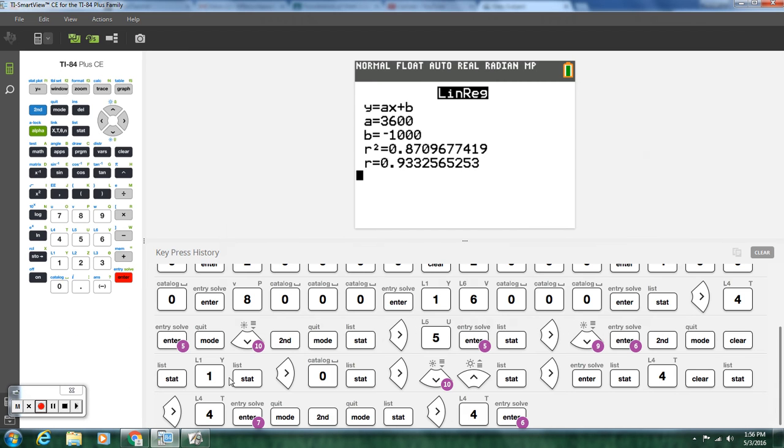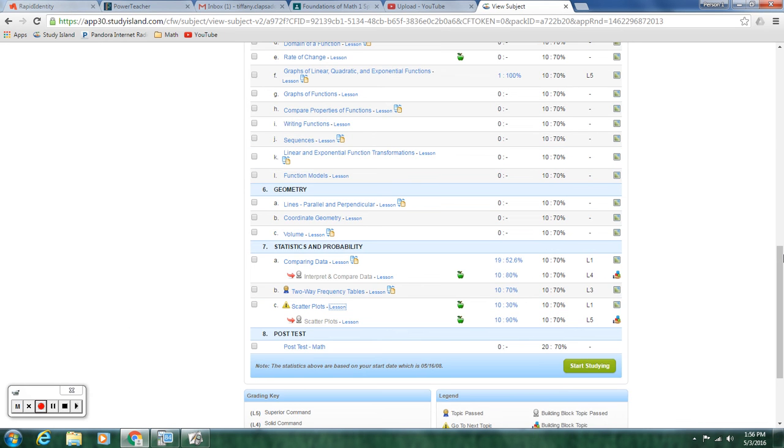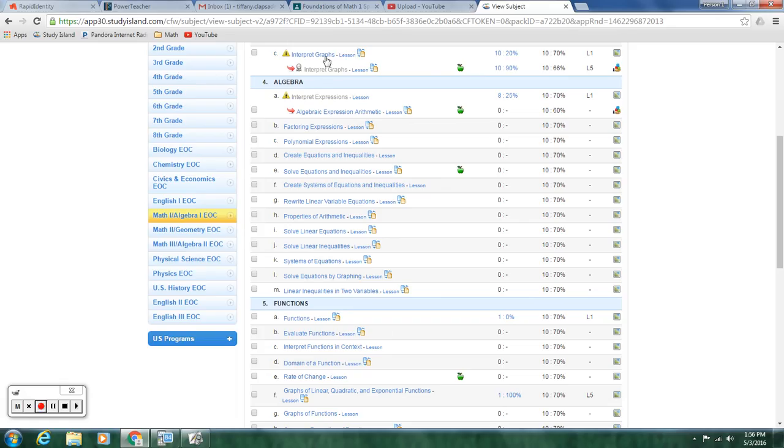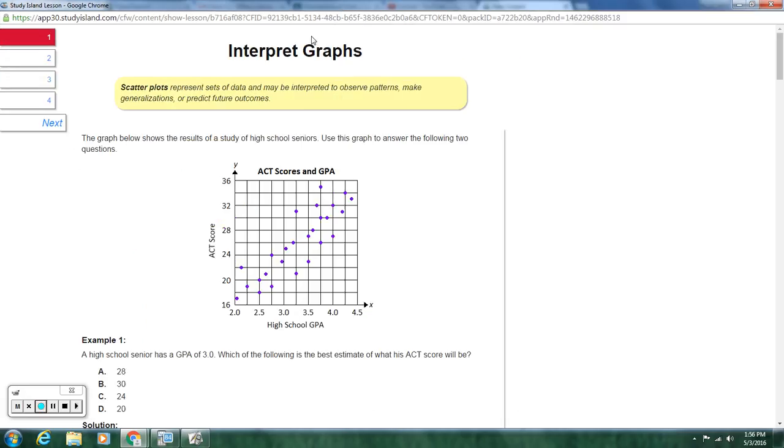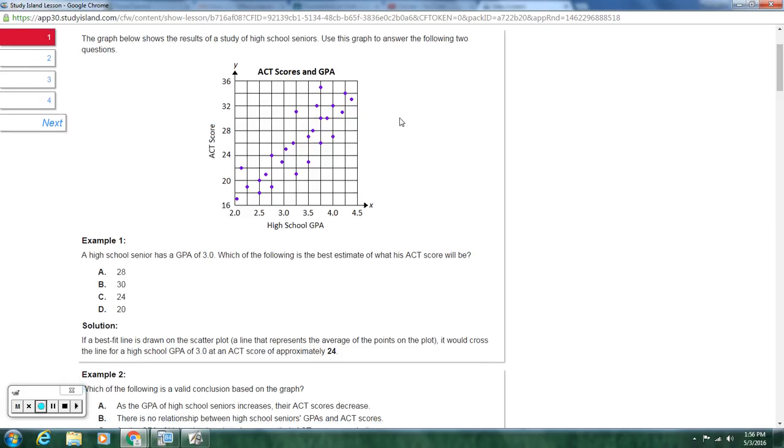All right, so let me go back up to, that was part of the lesson right there. That was half of it right there. Back to this one. Okay, now you know how to do this one too. Scatterplot. So you got a scatter plot, just a bunch of numbers.